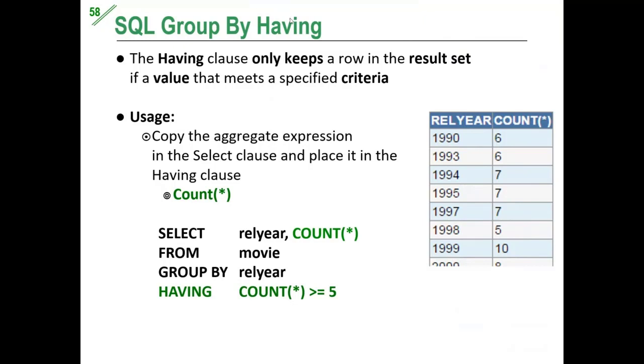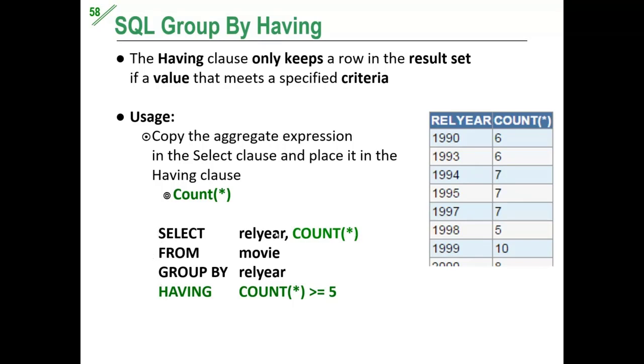That clause is called the having clause, right? Why do we use the having clause? If I want to put a restriction on aggregate values. So in this case, I want to produce a restriction for the count function. I don't want years with fewer than 5 movies released. I want greater than or equal to 5. So this is how I write the query.